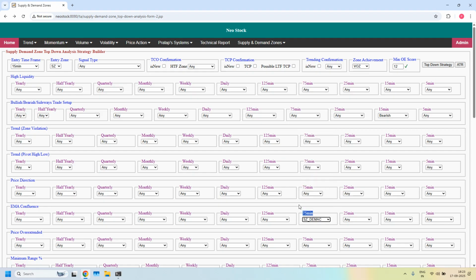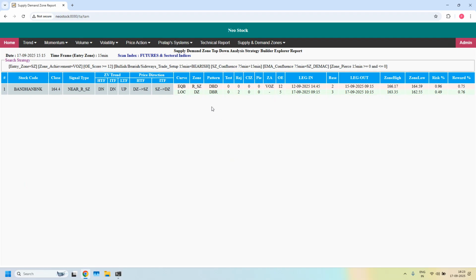75 minute supply zone with daily EMA. So one stock is filtered. So this 15 minute supply zone might have a higher probability of success, provided lesson 20 checklist items are satisfied. Otherwise, higher chances of zone violation.